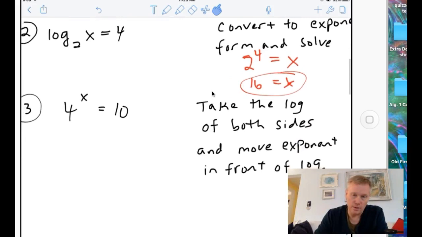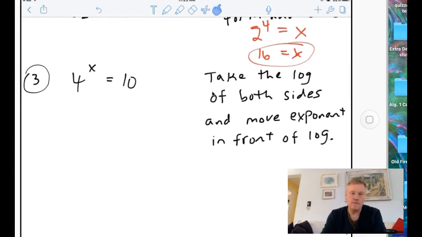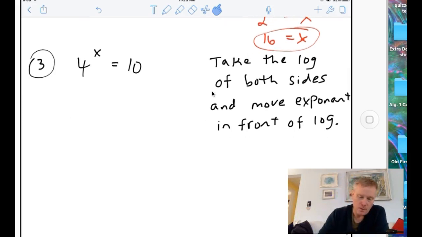And then this is the new kind for you guys. You get the variable in the exponent, and this is tougher. But the nice thing about logarithms is that you can take the log of both sides. That's part of the golden rule of algebra: what you do to one side of the equation, you do to the other. With that said, you can do anything you want to both sides of the equation.